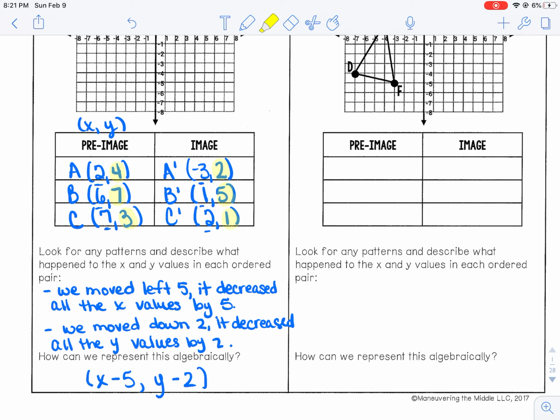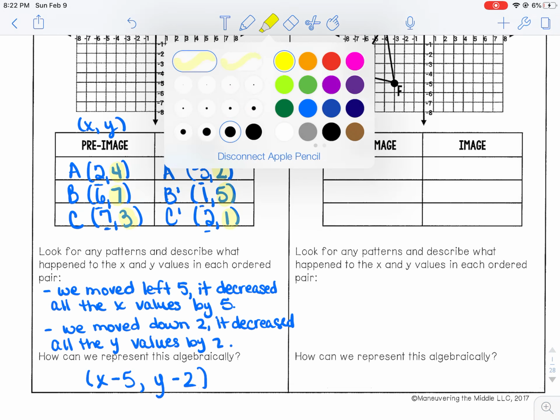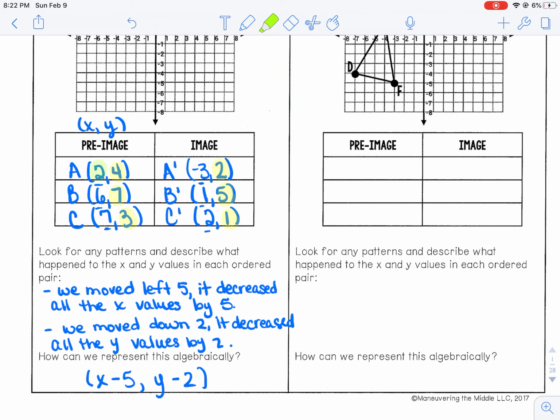If I were to plug in 2 and I subtract 5, that does give me a negative 3. See how that works? If I plug in 6 and I subtract 5, that will give me 1. If I plug in 7 and subtract 5, it will give me 2.